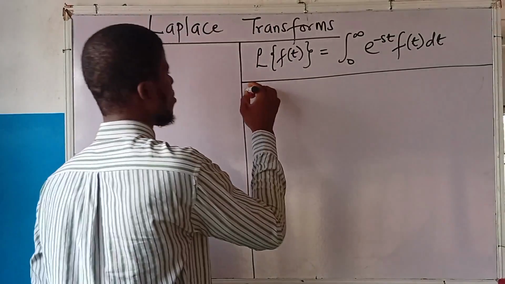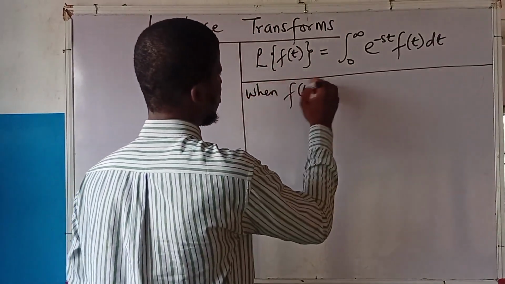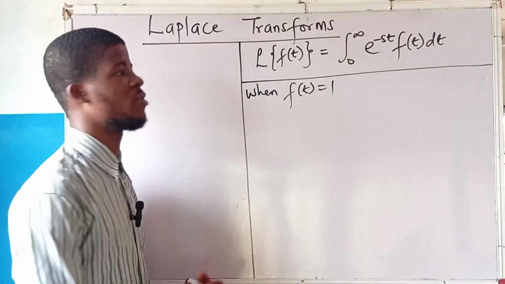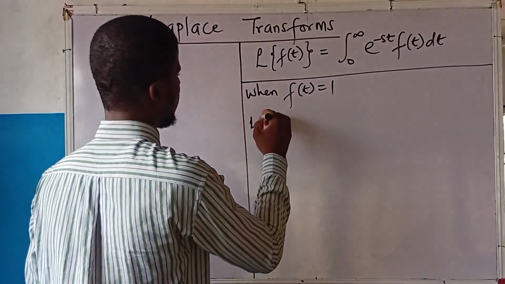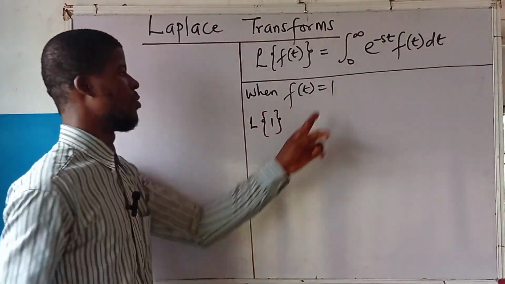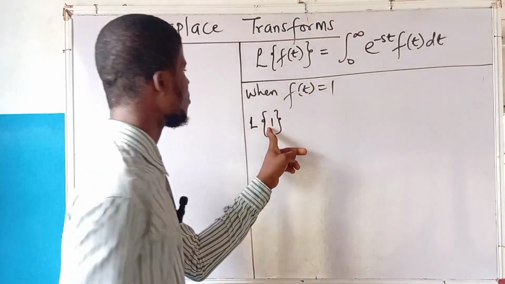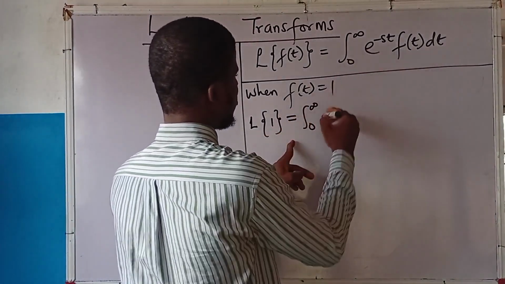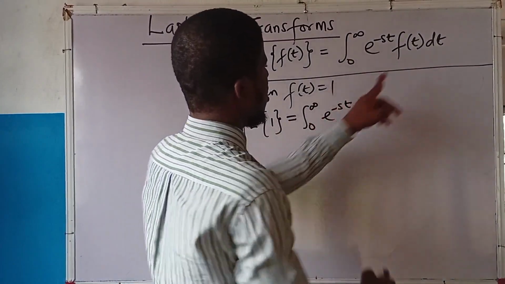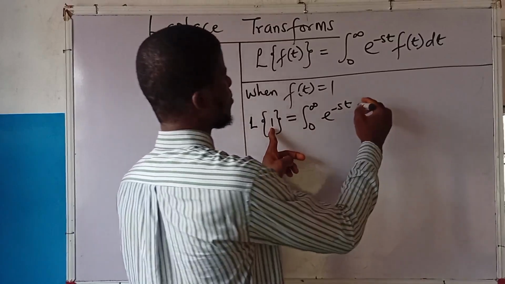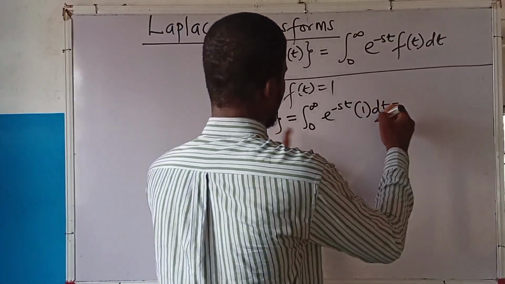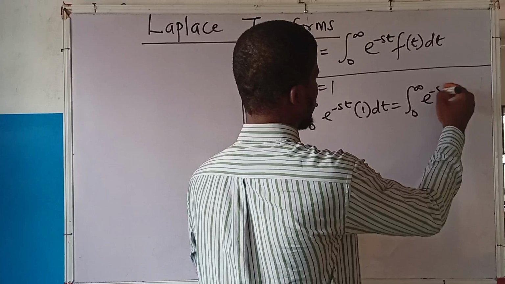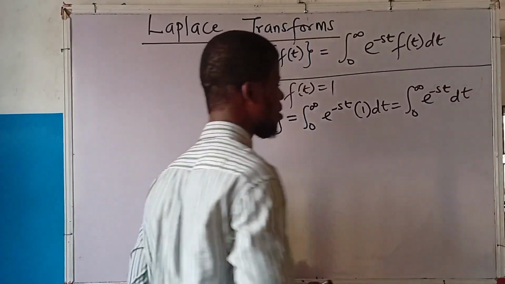For example, when f of t is equal to 1, what is the Laplace transform of f of t, given that f of t is equal to 1? The Laplace transform of 1, I'm going to write 1 now for f of t, is simply the integral from 0 to infinity of e to the power of minus st. F of t is 1 times 1 dt. So this is the integral from 0 to infinity of 1 times e to the power of minus st dt.